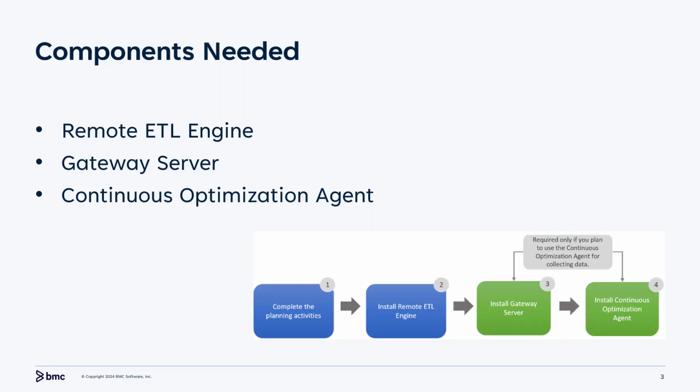For Gateway Server, we need three components. First, a remote ETL engine. Second, the Gateway Server. And last, the agents to collect the metrics. Recommended to use dedicated server for Gateway Server. Before installing the Gateway Server, we will need to install the remote ETL engine on that server. Agents will go on to the servers from where we need to collect the metrics.